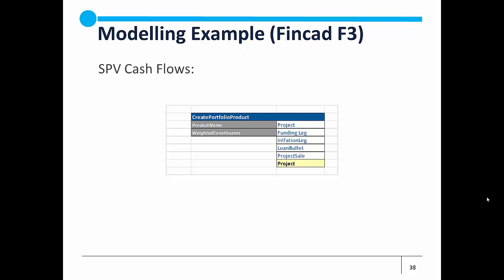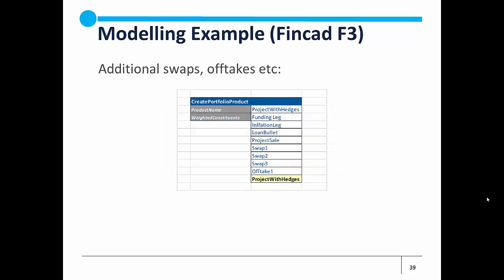So then we take these four legs: the funding leg, the income leg, the loan bullet repayment leg, and the project sale leg. We put them into a portfolio, and then that portfolio contains all the cash flows of our project. If we had any swaps, hedges, or offtake agreements, we could put them into the same portfolio to account for how they affect the economics of the project.